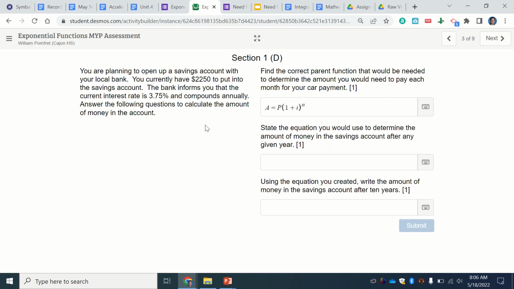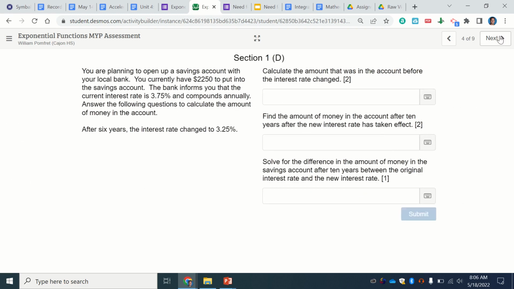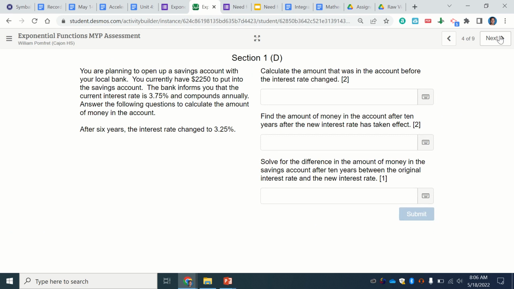Now you're going to state the equation you'd use. You'd plug this information into that equation and then solve and put your answer here. Now we're going to change the scenario and say that after 6 years, the interest rate changed to 3.25%. So calculate how much you had before it changed. And then after 10 years, how would it look? And then solve for the difference in the amount of money. So how much less money did you make because the interest rate changed?